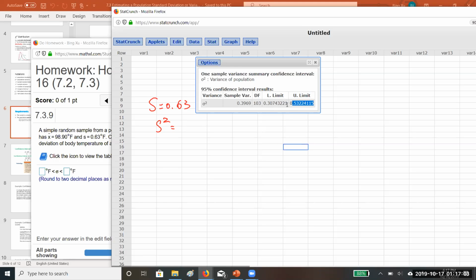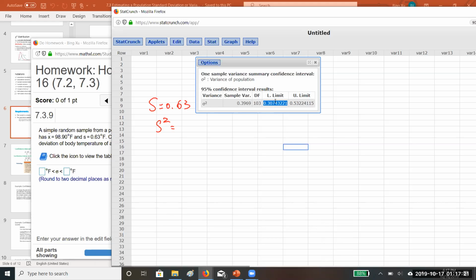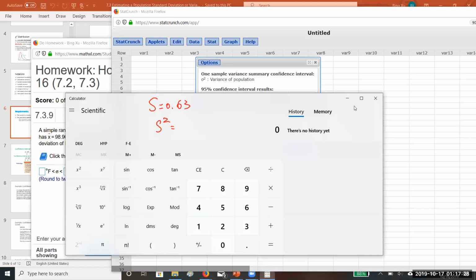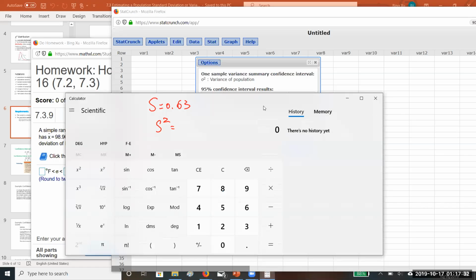I use the calculator. That will give you the chi-square, and you have to plug it into the formula. Yes, you have to plug into the formula, but that's what I did. That's how I could never figure out those numbers. So you have this, and I'm going to put it in a calculator. I'm just going to copy, and let me paste it.